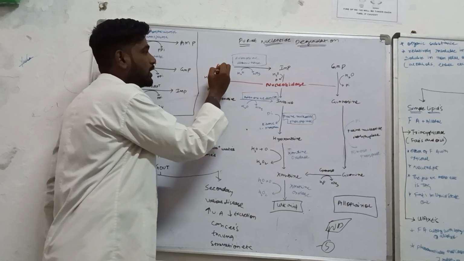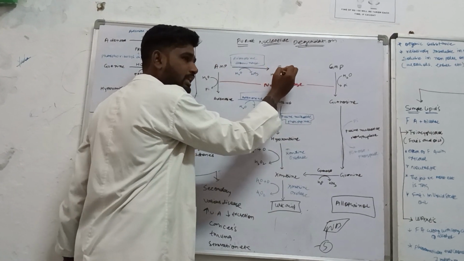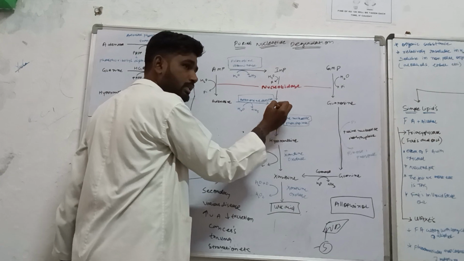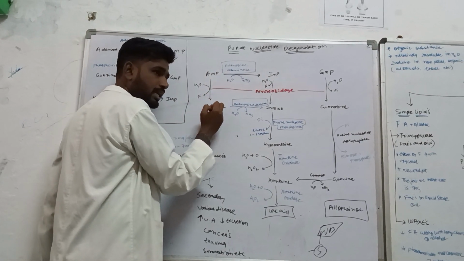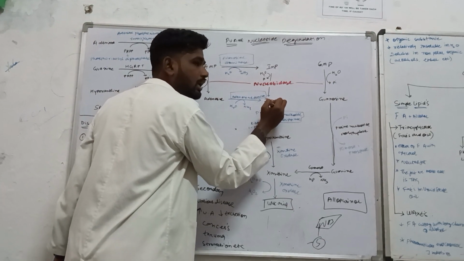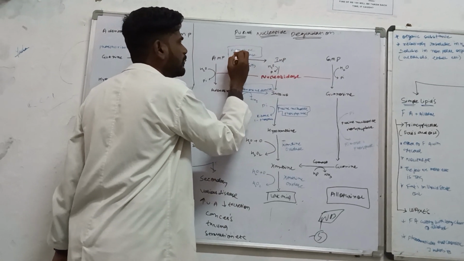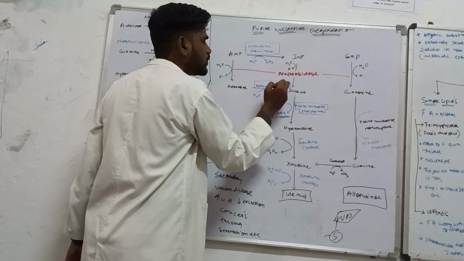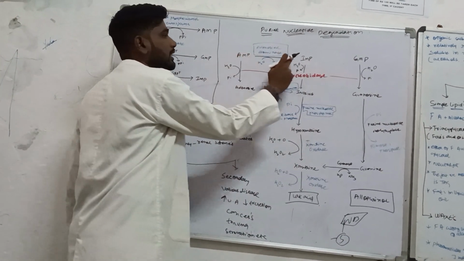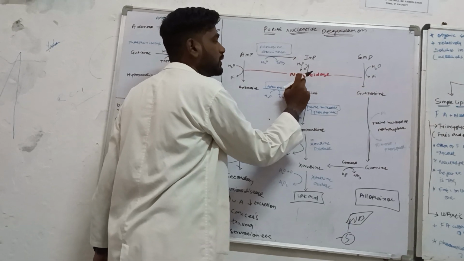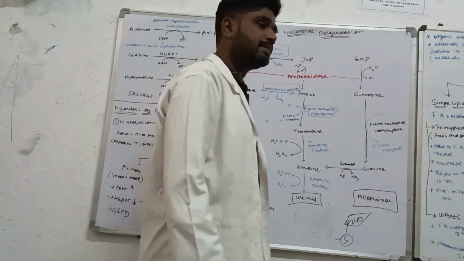ठीक हो गई बात। So AMP can directly turn up into the IMP. Later on, it can be formed into the inosine. Or else adenosine monophosphate can turn up into the adenosine. Then it can be turned up into the inosine in the presence of the enzyme adenosine deaminase. If it is moving in this direction, then the enzyme which is responsible for that is a nucleotidase.